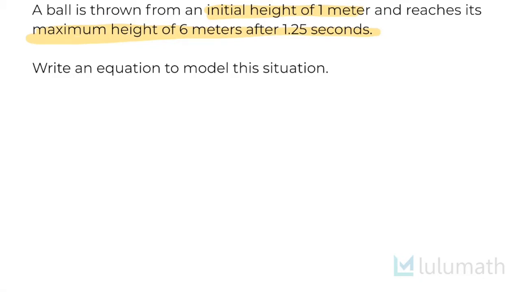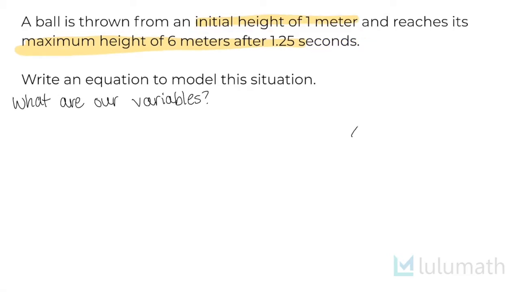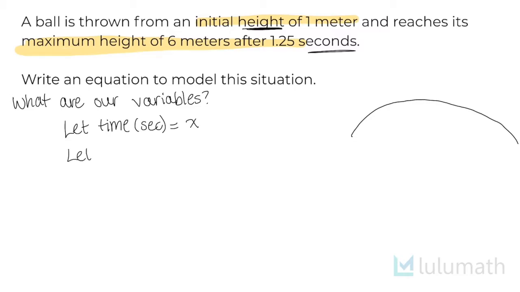Well, first of all, we need to identify what our variables are. Our ball will be following a certain path where it's going to go up and then reach its maximum point and then come down, and the height will depend on how long it's in the air for. So our two variables are the height and the time. But since the height depends on the time, time is our independent variable. So we're going to say let the time in seconds equal x, and then we'll say let the height in meters equal y. And just a reminder that this is the independent variable and this is the dependent variable.